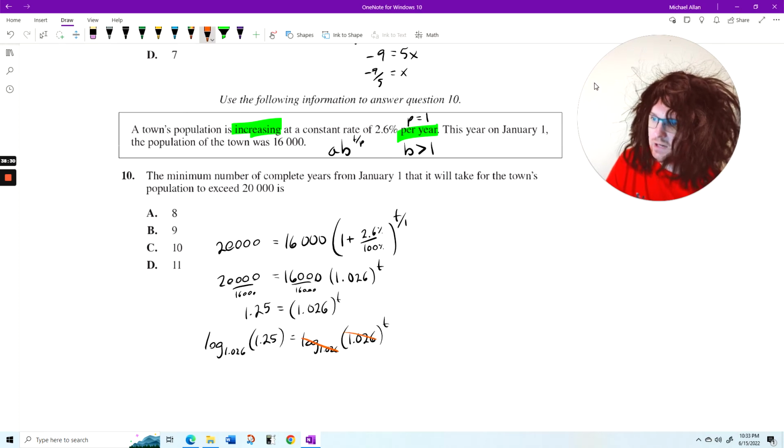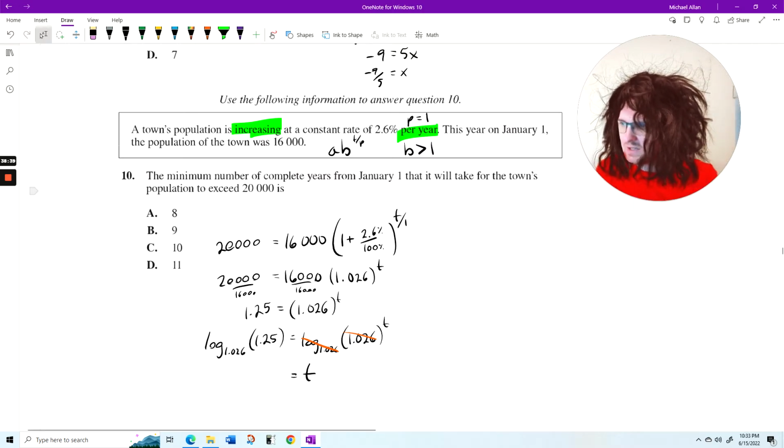Right. It's like squaring both sides or cubing both sides or something. You could do whatever you want. You just want to do what's useful. So this solves for t, and all I have to do is just calculate this.